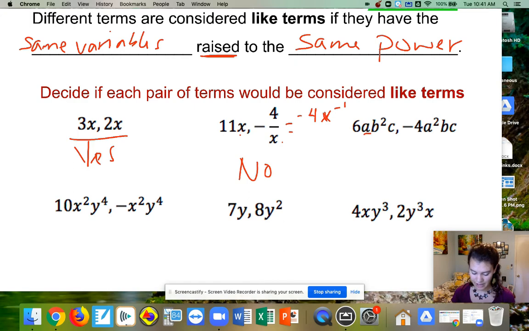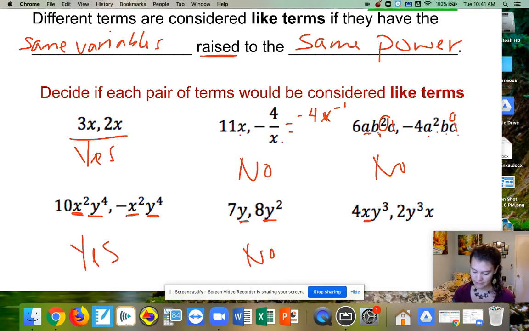This one here, we have an a, b, and c, and an a, b, and c. The c's are the same, but here b is squared, here b is not squared, a is not squared, a is squared, so these are not like terms. The next one, we have an x squared and an x squared, so that's good. Y to the fourth and y to the fourth, that's good. So these are like terms. Here we have a y and a y squared, they're not the same. So those aren't like terms.